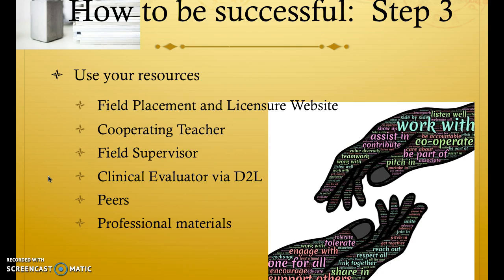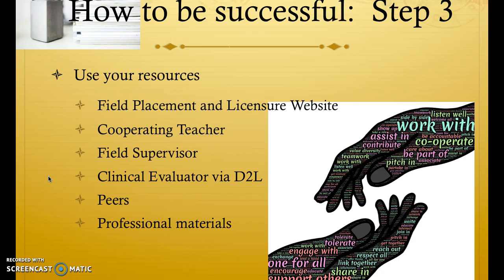Step 3, how to be successful, use your resources. You have an amazing plethora of resources. Our website is chock full of things that can help you, but if you don't use them and take advantage of them, they can't help you. They can't offer you that support. The same thing goes for your cooperating teacher and your field supervisor. They want to help see you succeed.